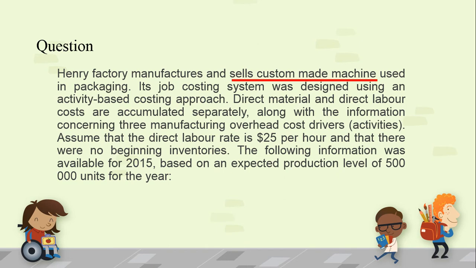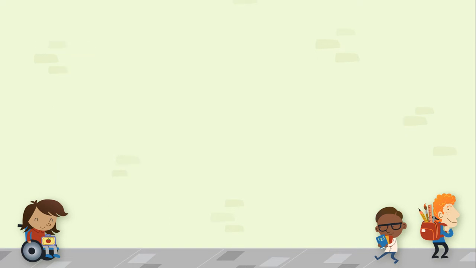Henry Factory manufactures and sells custom-made machines used in packaging. Its job costing system was designed using an activity-based costing approach. Direct material and direct labor costs are accumulated separately along with information concerning three manufacturing overhead cost drivers. Assume that the direct labor rate is $25 per hour and that there was no beginning inventory. The following information was available for 2015 based on an expected production level of 500,000 units for the year.